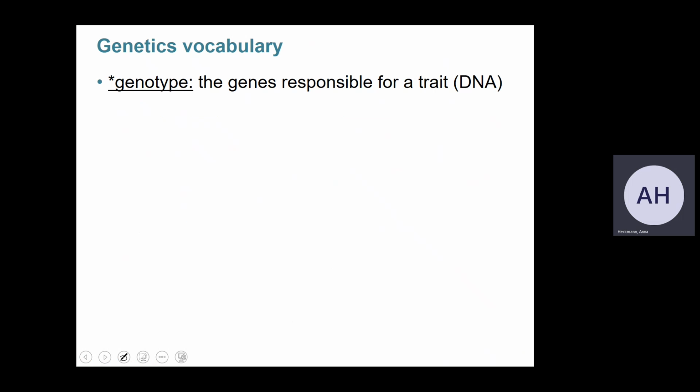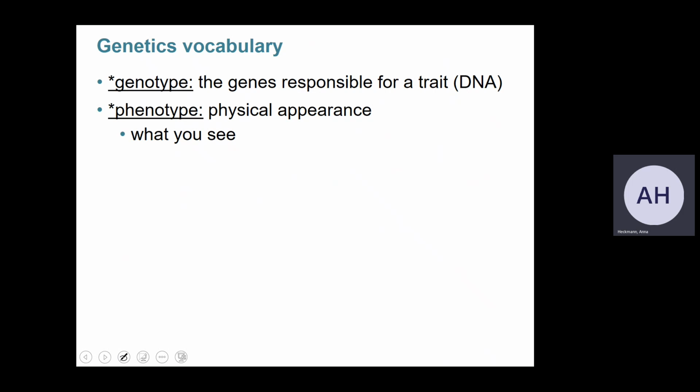Now for some more vocabulary. When we're talking about genes and how they relate to physical appearance, we use the word genotype to stand for the gene responsible for a trait, that is, the particular order of DNA letters. We use the word phenotype to describe the physical appearance resulting from this genotype.